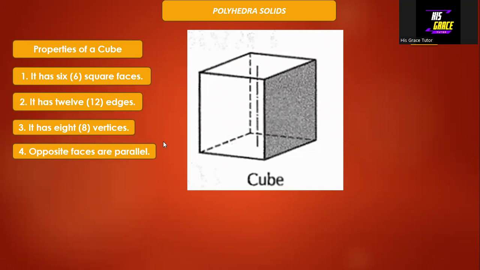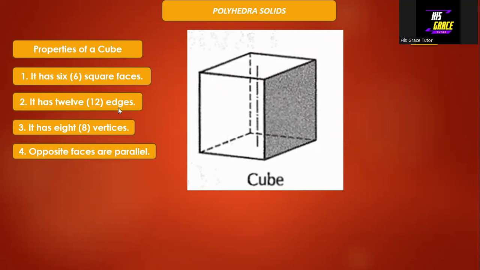It has 12 edges. Where are the edges? This is 1, this is 2, this is 3, 4, 5, 6, 7, 8, 9, 10, 11, and 12. So those are the 12 edges that a cube has.